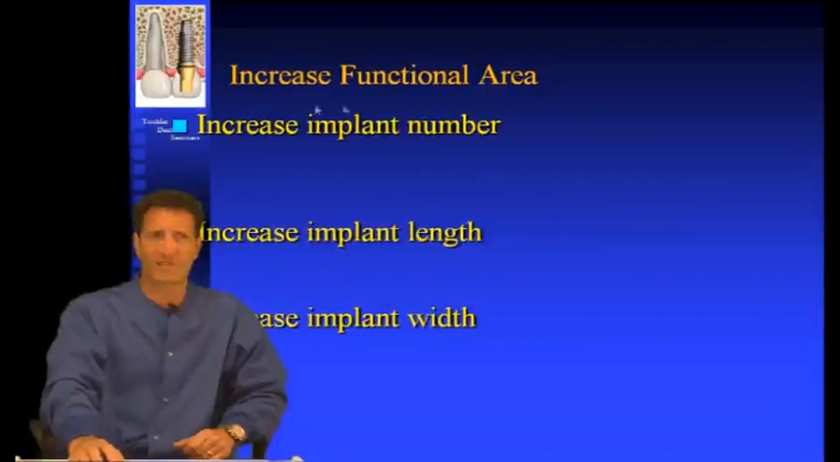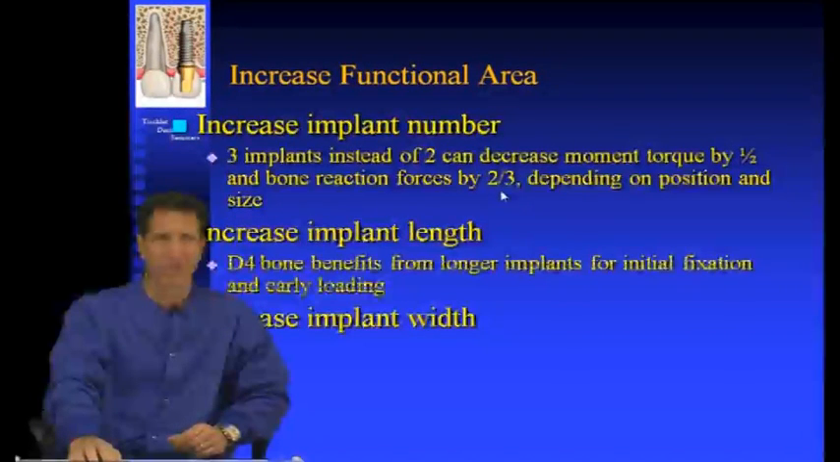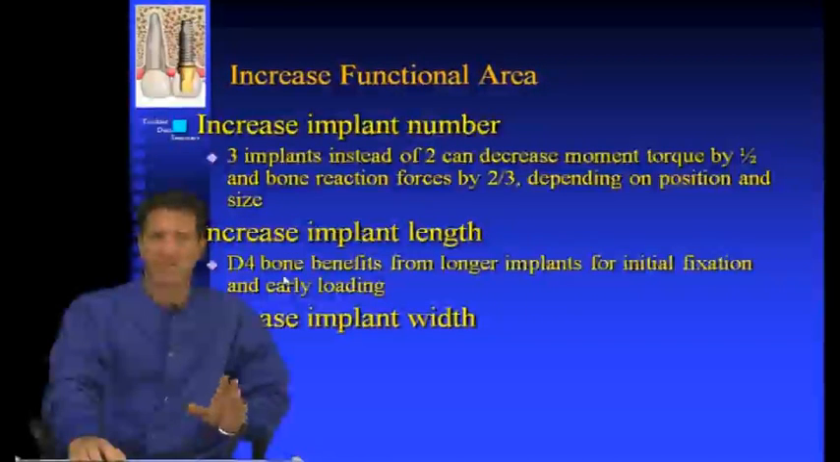And there's different ways to increase the area. We could, as I said, increase the number, the length, or the width. But if you look at this literature, 3 implants instead of 2 can decrease the moment torque by 1/2, and the bone forces by 2/3. When you're talking about the length, when you have soft bone like D4 bone, you want to have longer implants for a better initial fixation and early loading.